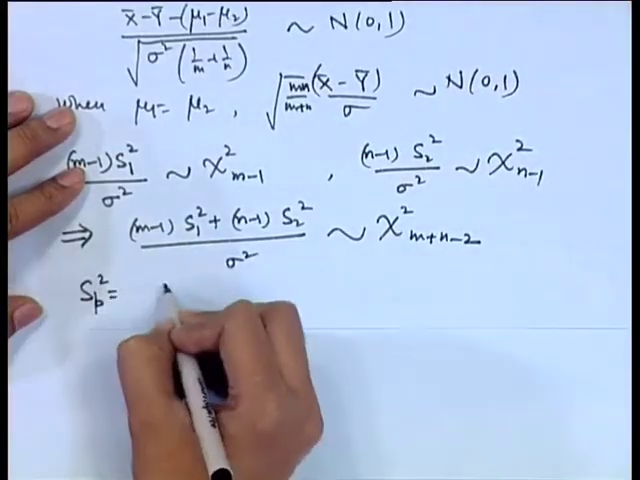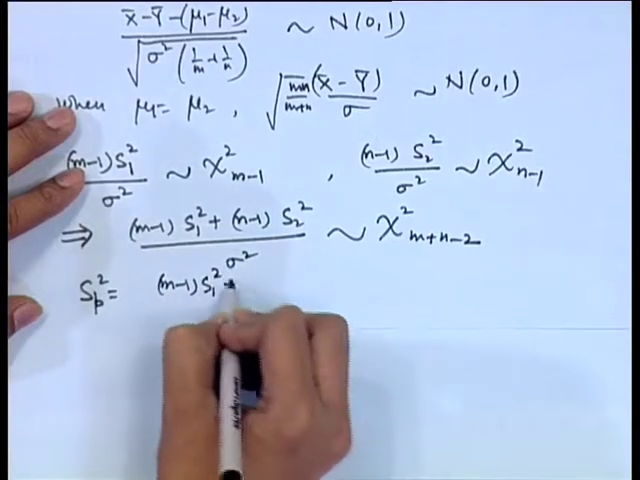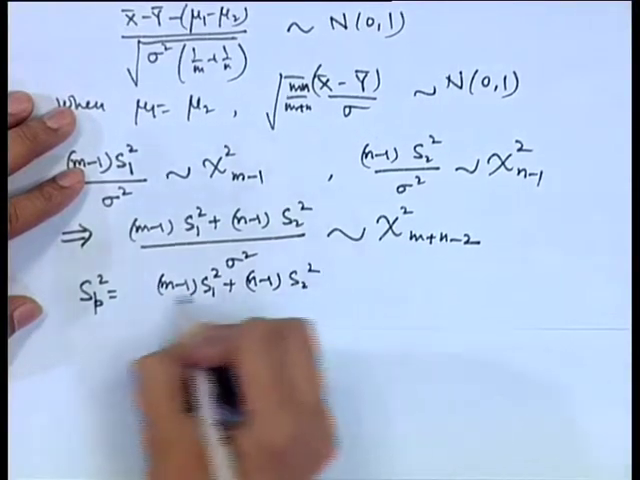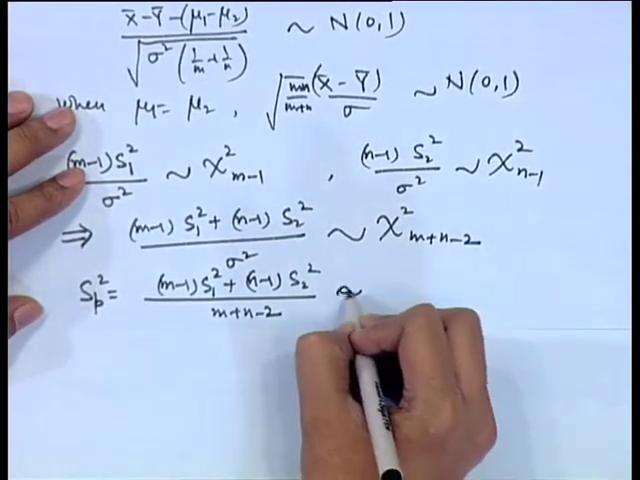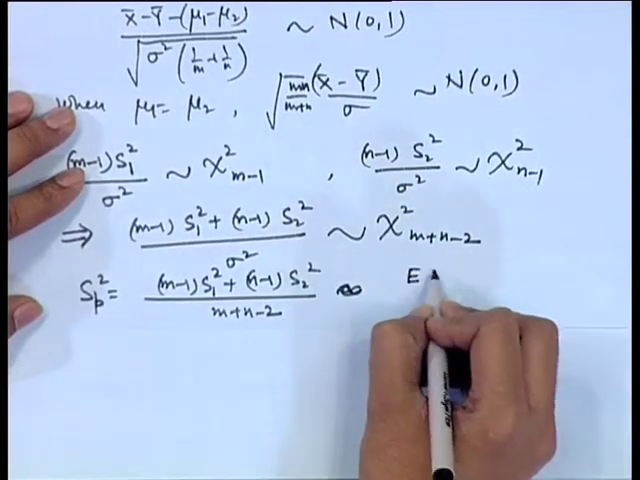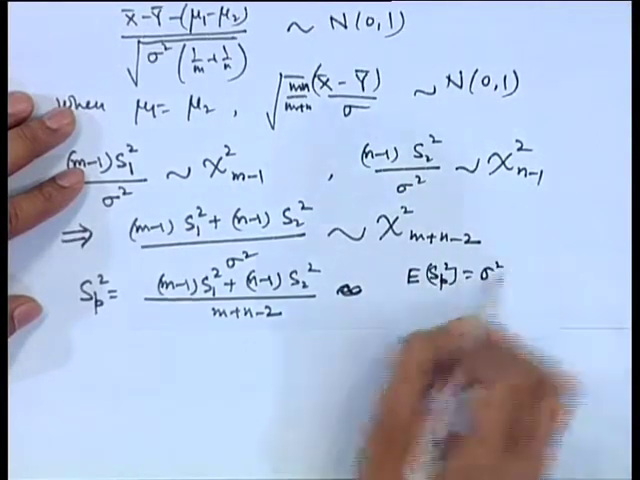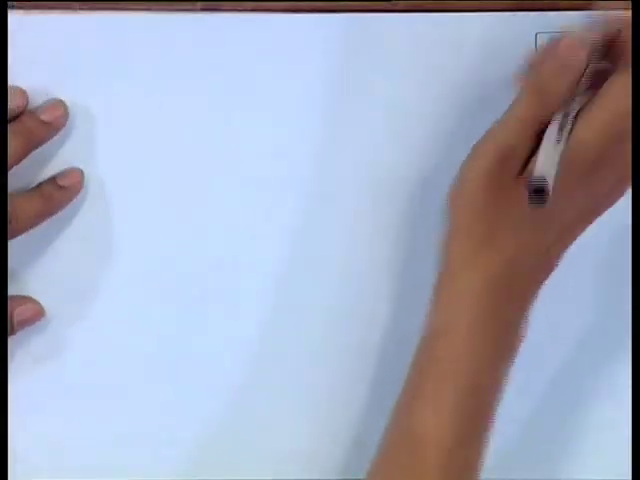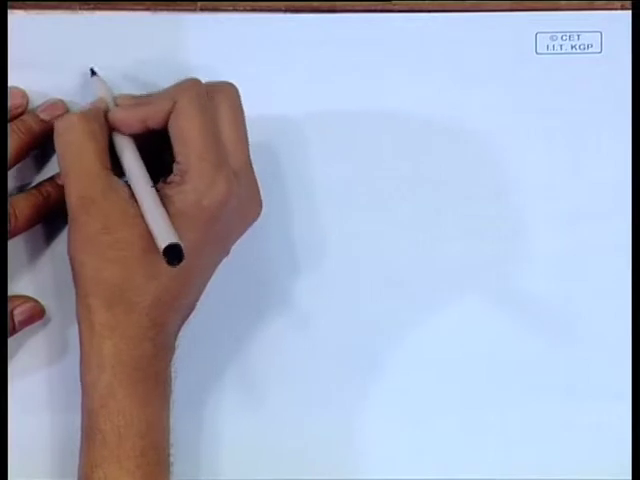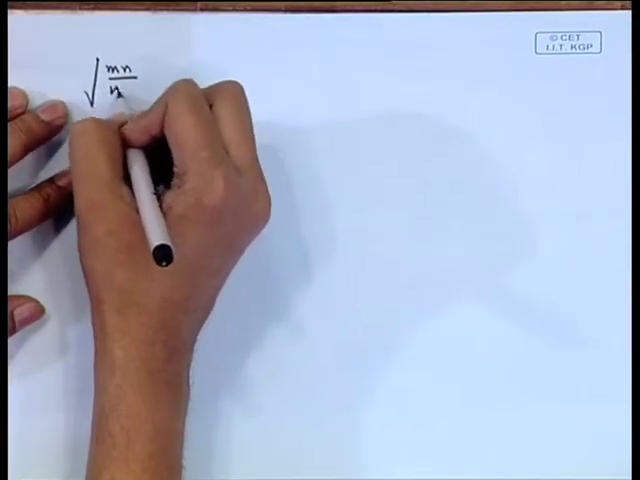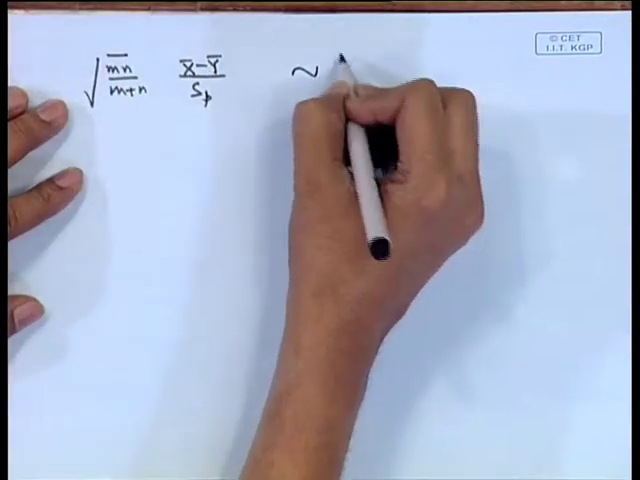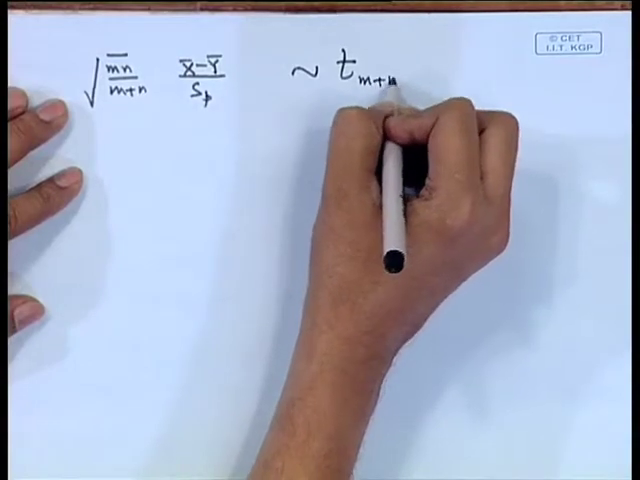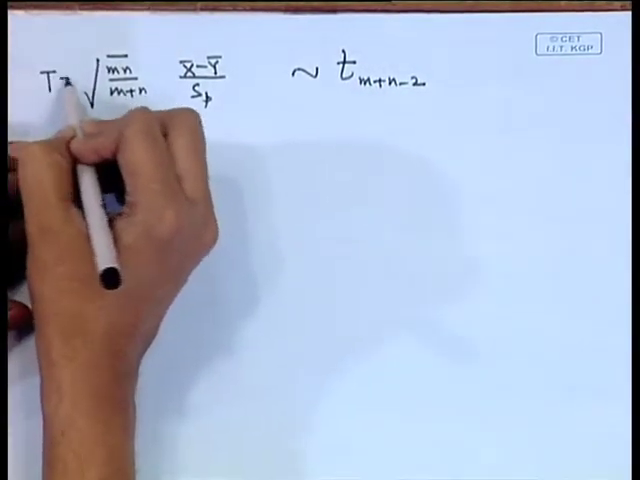So, if we define S p square as the pooled sample variance, then expectation of S p square is sigma square. So, if we consider here the ratio, we get square root of mn by (m plus n) times (x bar minus y bar) by S p, that will follow a t distribution on m plus n minus 2 degrees of freedom. Let us denote this by t.